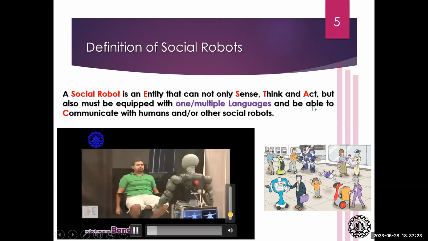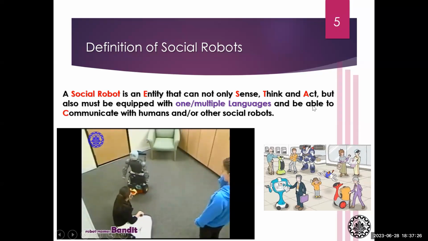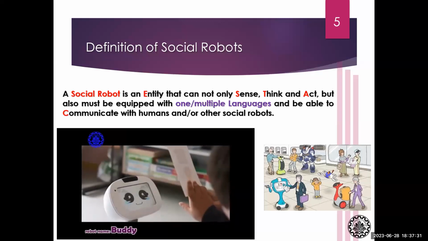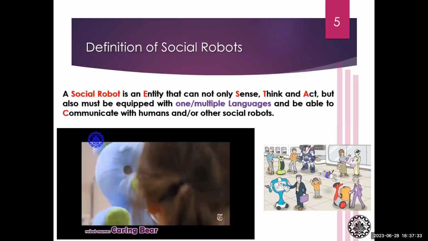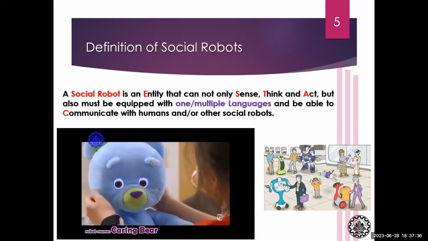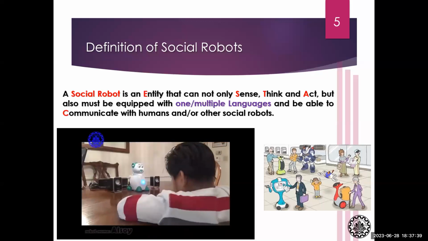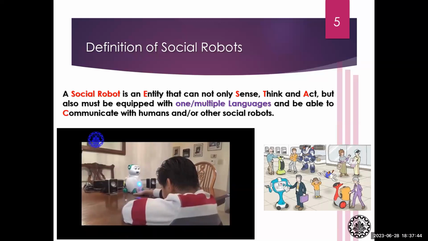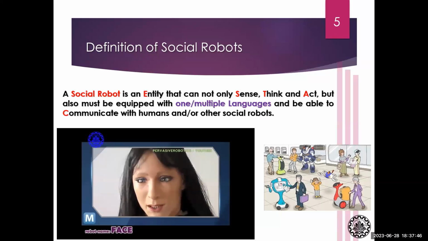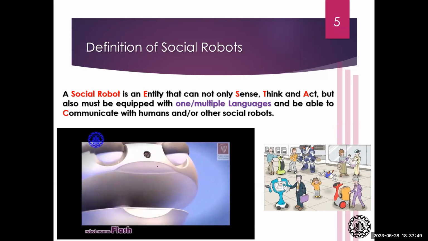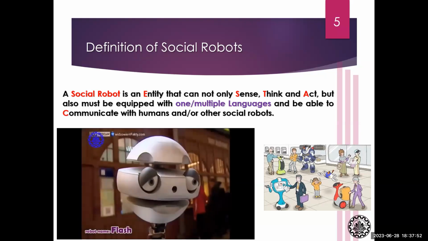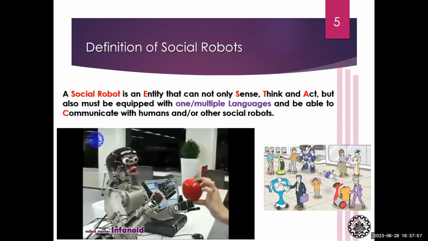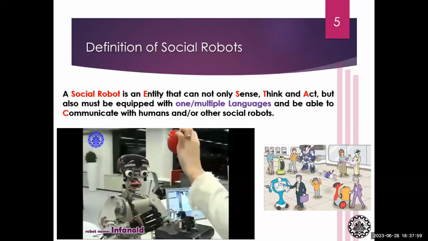This is Bandit from the University of Southern California. This is the Body Robot. This is an animal-like robot to interact with people in the hospital. This is Ifoy, interacting with children with autism. This is the Face Robot. This is the Flash Robot with more than 50 degrees of freedom. It is Infanoid, made by Kozima in Japan.